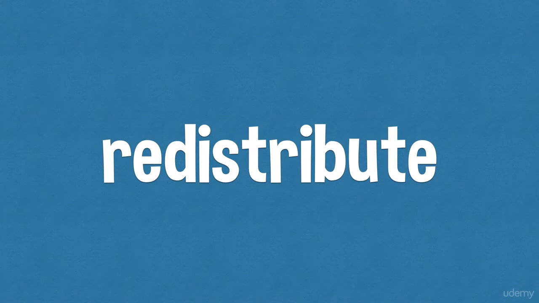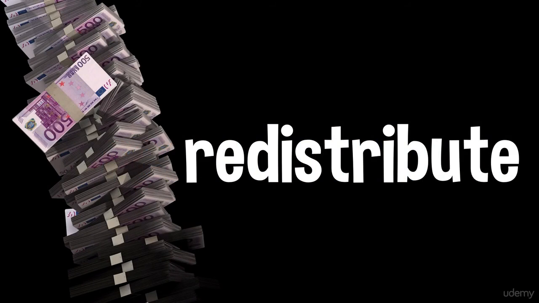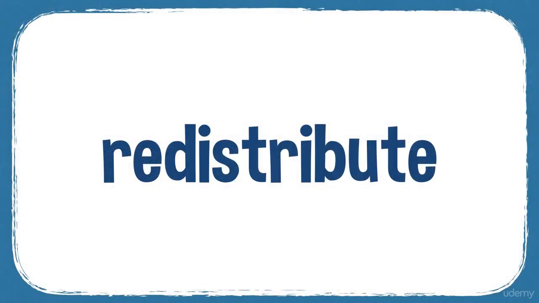Here's the next word, redistribute. Redistribute. So if something such as money or property or land is redistributed, it is shared among people or organisations in a different way. So money is moved around to other people. So it's moved from the way it was previously to different people. So it means distribute again, of course.